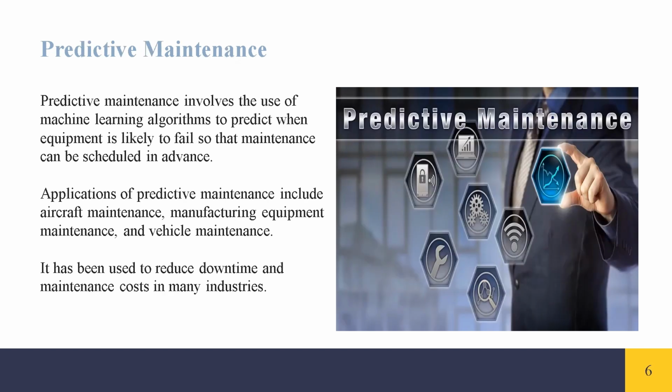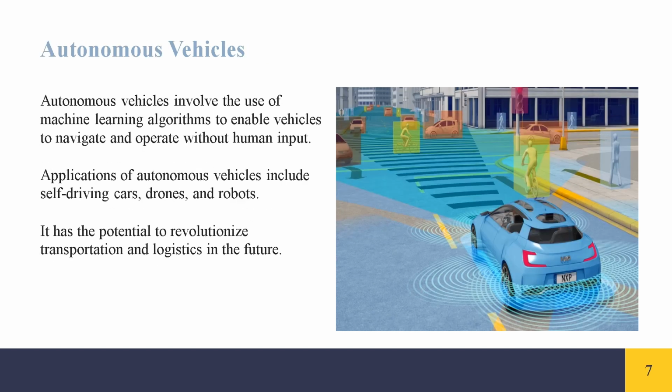Predictive maintenance involves the use of machine learning algorithms to predict when equipment is likely to fail so that maintenance can be scheduled in advance. Applications of predictive maintenance include aircraft maintenance, manufacturing equipment maintenance, and vehicle maintenance. It has been used to reduce downtime and maintenance costs in many industries.